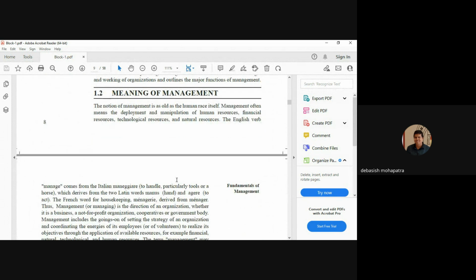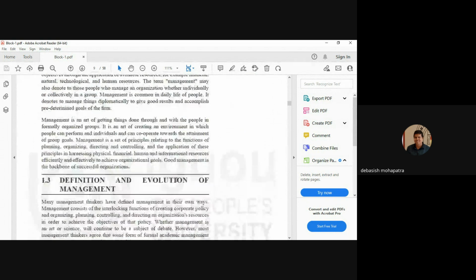So meaning of management, as we have already seen: the English word management comes from the Italian maneggiare, to handle, particularly tools or a horse, which derives from the Latin words manus, which means hand, and agere, which means to act. The French word for housekeeping, ménagement, derived from it. So management is nothing but how we will be handling things. That is what management means.